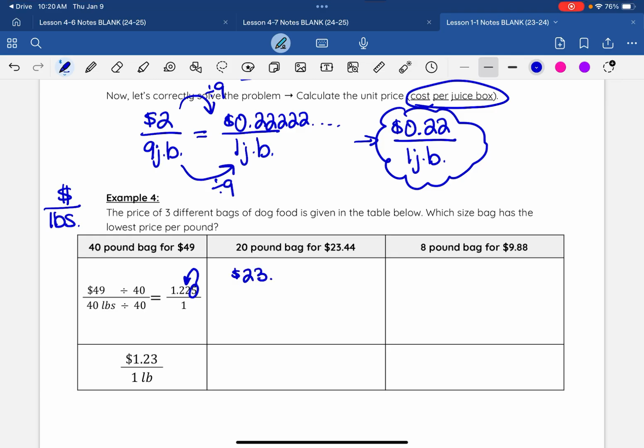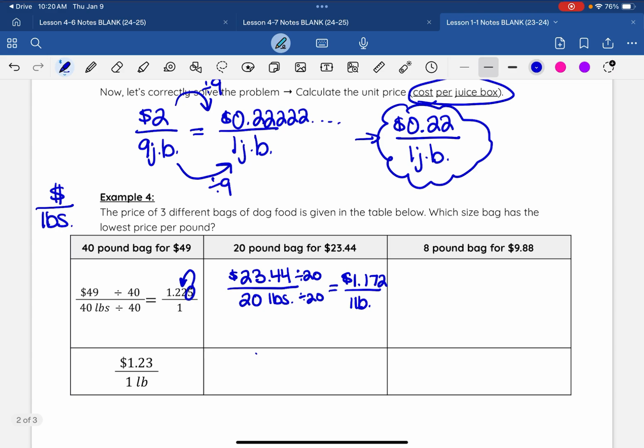So $23.44 for 20 pounds. From there, I would divide by 20 to get how much it is for 1 pound. So here I would get, when I divided on my calculator, 1.172. But I can't have 172 cents. So I need to round, and this would then round to $1.17 for 1 pound.